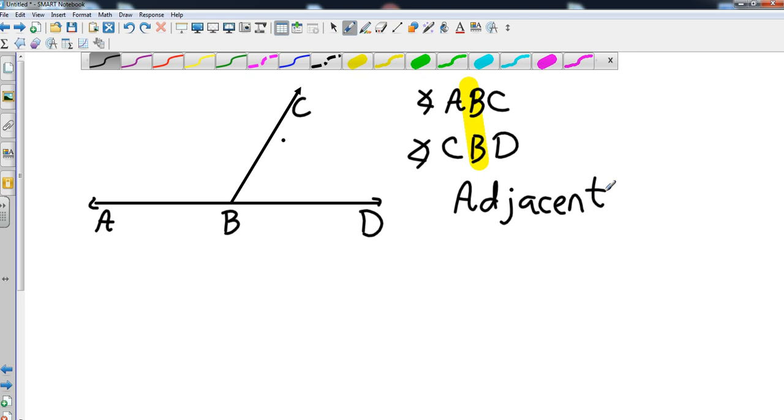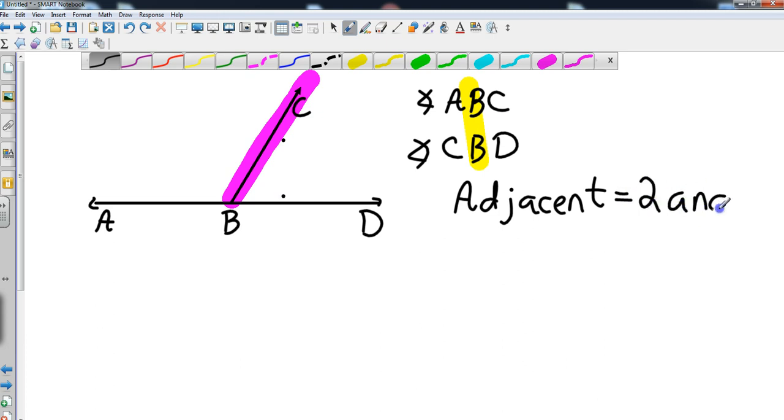Let me rewind and qualify that a little bit more. Not only do they have to share that same vertex, but they also have to share a common side. So they also share side BC. So two angles that share a common vertex and a side are adjacent.